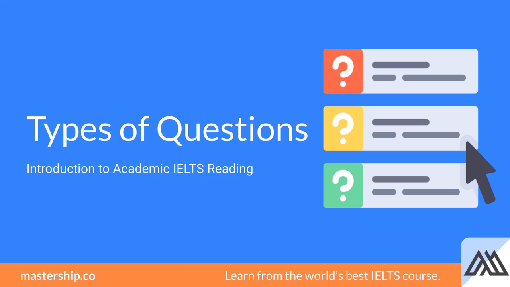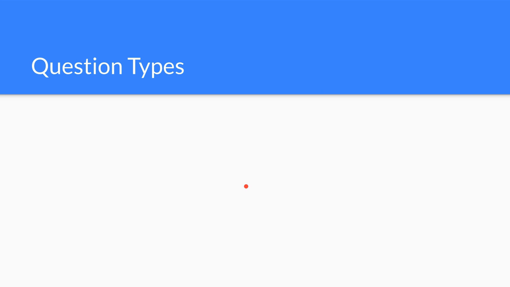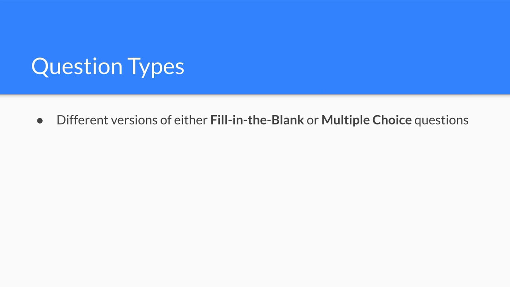Now let's look at the different types of questions that you can expect to see on the academic IELTS reading. So I've already mentioned before that all the different questions that you see on the reading test are going to be different variations of one of these two question types. At their very root, all questions are going to be either a variation of a fill in the blank question or a variation of the multiple choice question.